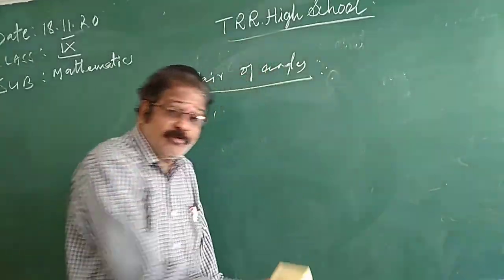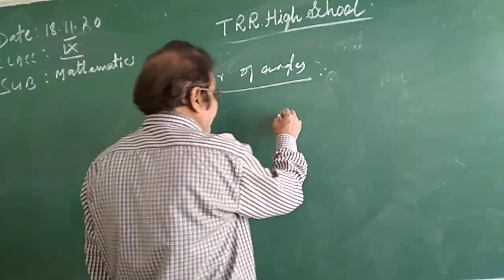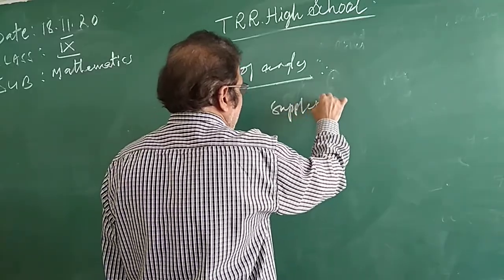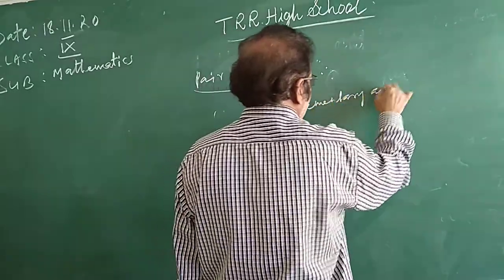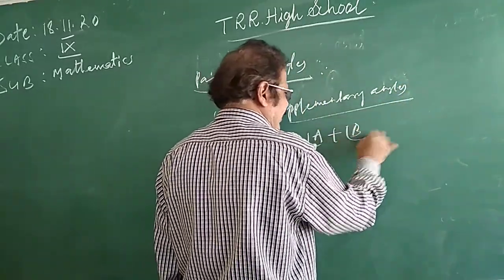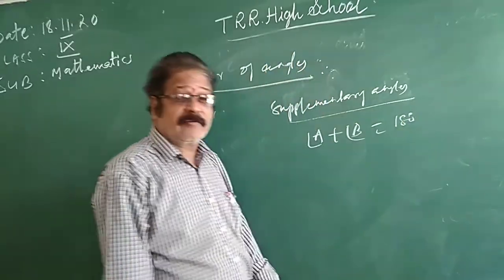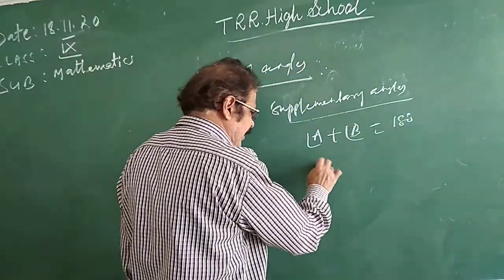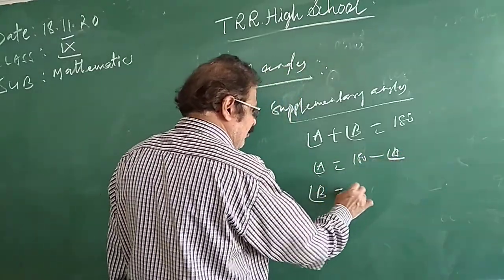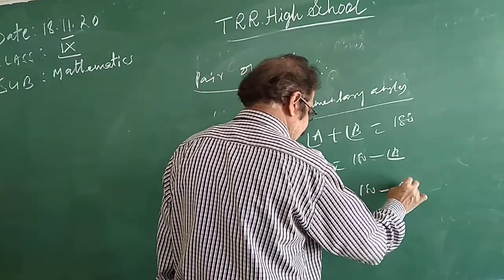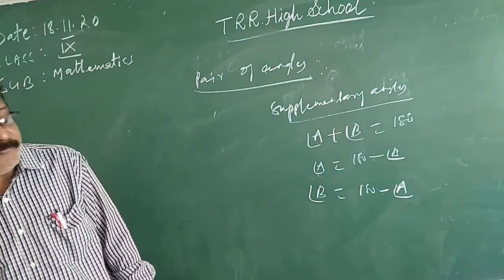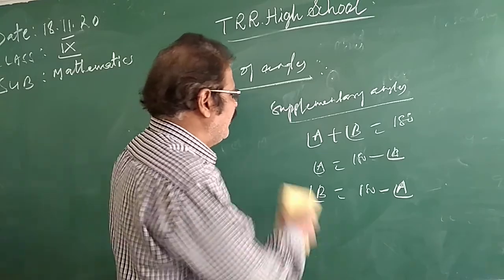Supplementary angles. If the sum of the two angles is 180 degrees, angle A plus angle B equal to 180 degrees, they are called supplementary angles. The supplement of angle A is equal to 180 minus B. The supplement of angle B is equal to 180 minus angle A, like this. So, if the sum of the two angles is 180 degrees, they are called supplementary angles.